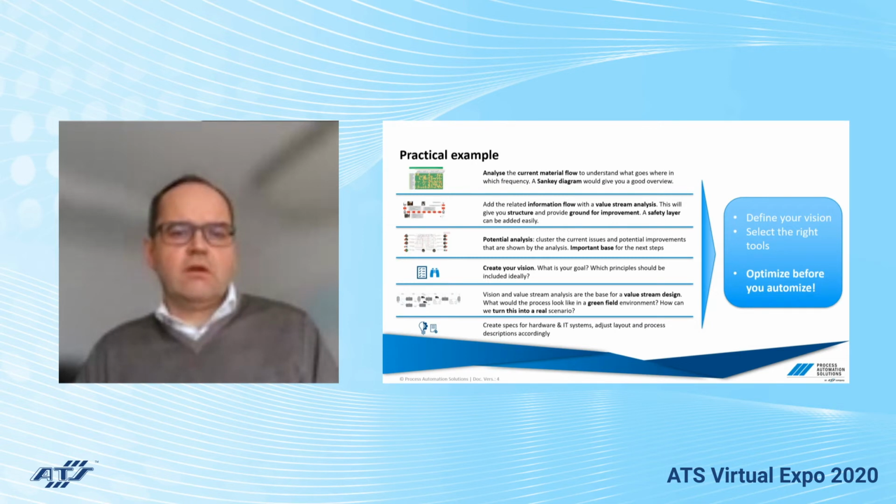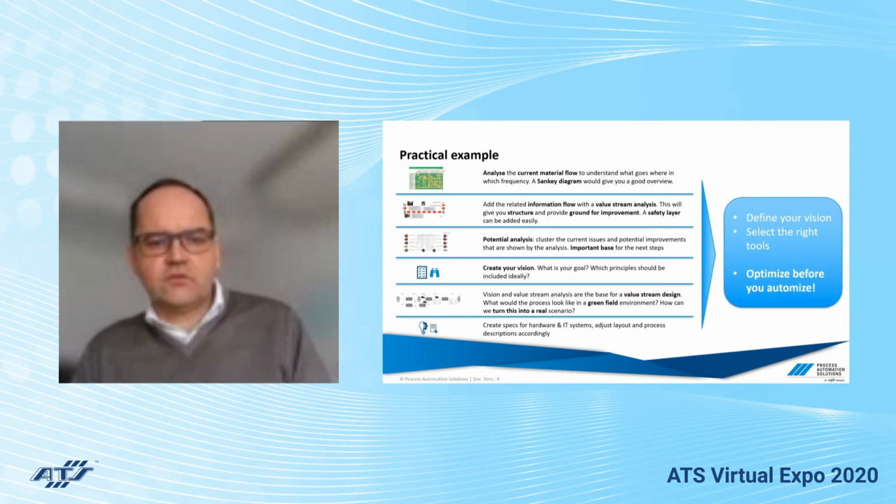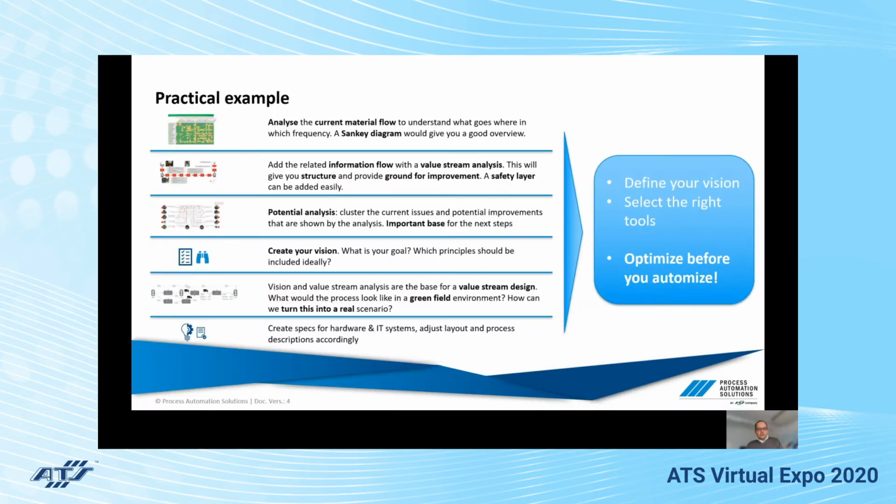What is the goal? Where would you like to go to with the process? Which principles should be included ideally in terms of safety, quality, layout, and so on. With this, we get everybody to the same starting line in this project. To create a vision, we would use then the value stream design tool, which means we would think about what would it mean implementing this process in a greenfield environment, in a greenfield approach.